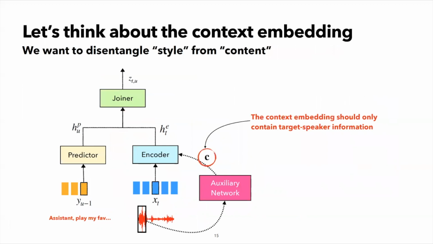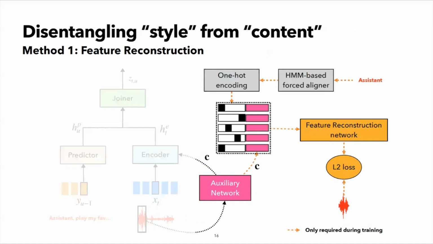Let us take a moment here to think about the context embedding. In order for the anchored speech recognition system to work well, the context embedding should extract only speaker-related information from the wake word segment and ignore any lexical information. However, our objective function at the moment does not enforce this requirement. We experimented with two auxiliary objectives to ensure that we disentangle style from content in the context embedding.